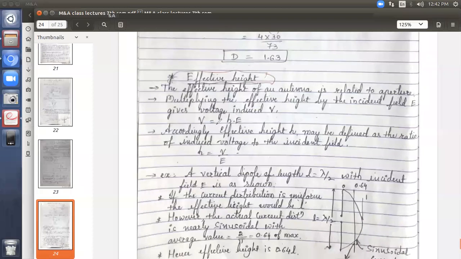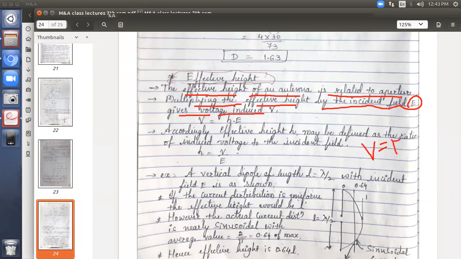That's what I said. I have given you the example of a pineapple. If you get the pineapple from the market, it will be 2 kg. When you peel the skin, the useful part will be only 1.5 kg. It is like that. It will always be less than the actual value. Now coming to the next parameter, effective height. The effective height of an antenna is related to the aperture, as I said. Multiplying the effective height by the incident field E will give you the voltage induced. This you know it already.